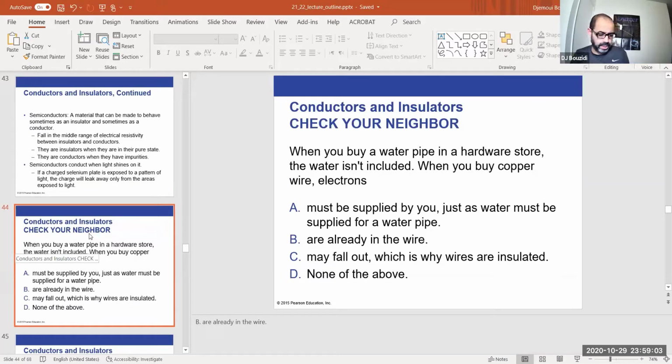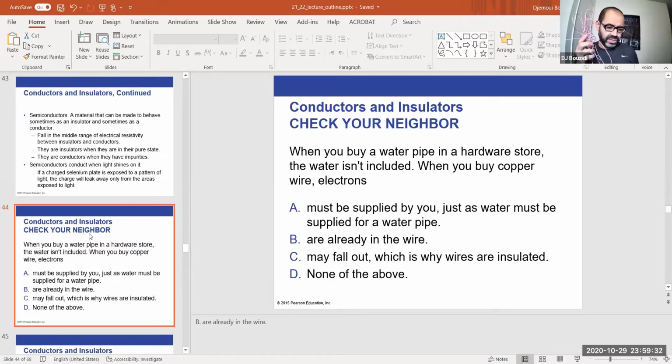Okay, here is something in here. I went to the store the other day, Home Depot, trying to find high gauge wire. When you buy a wire from the store, it comes with its electrons already. So the electrons are part of what you buy. For example, if I wanted to buy pipes for a water conduit, it doesn't come with water. That is a point in here.